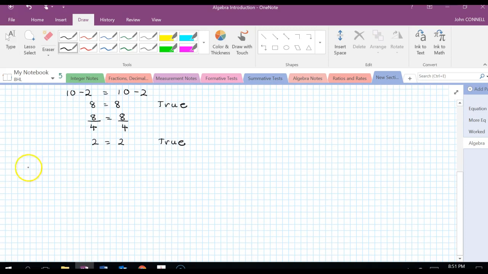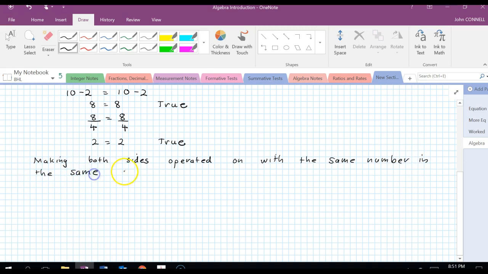So I can say that operating on both sides with the same number in the same way keeps the equation true.